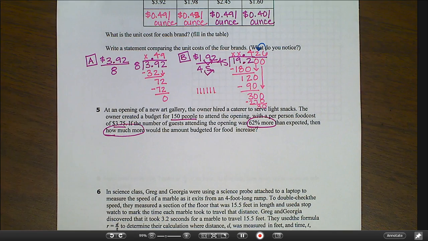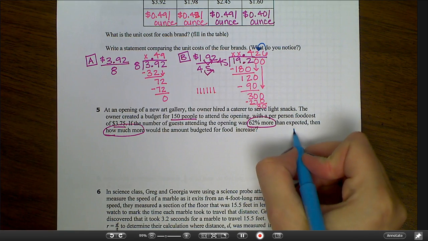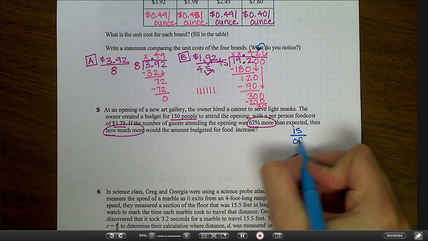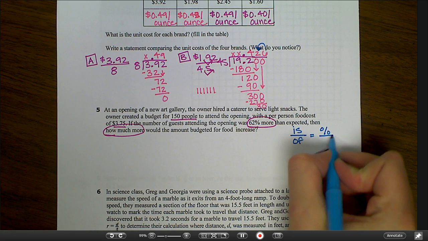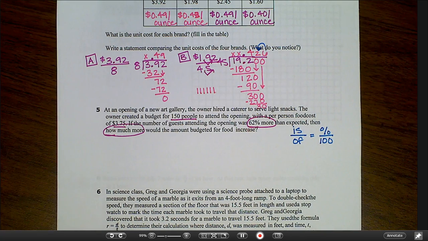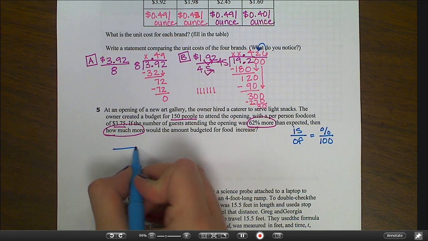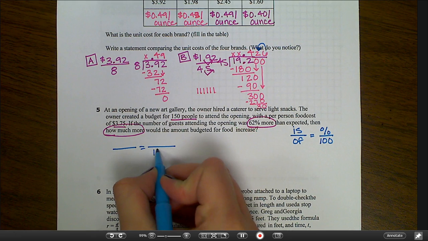So this is a percent problem. So let's write is over of equals percent over 100. This is another one of those where it's a multi-step problem. We're going to take what you are really confident with, which is solving these percent proportions, and we're going to add some extra steps in there. So let's start with line equals line 100.